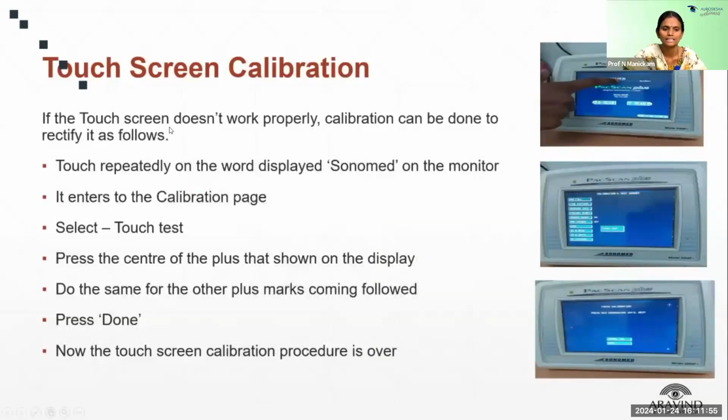Next, let us see the Sonomed touchscreen calibration procedure. Touch the word Sonomed in the display a few times to enter the calibration page. Select the touch test, then press the center of the plus as shown on the display. Do the same for the other plus marks that follow. Press done. Now the touchscreen calibration procedure is over.